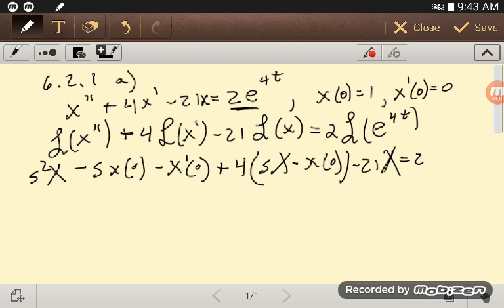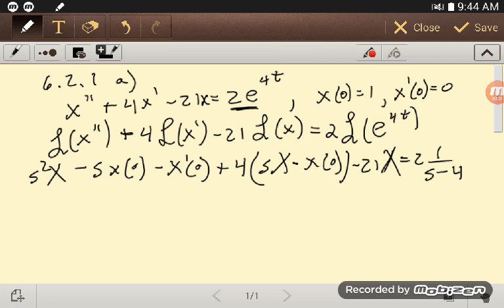And now I have to look up in the table, so I just look in a handy table. I'm going to look at it right this moment. I'm sorry you can't see it. But in the table I put online on Blackboard, it is number 2, e to the at, and so that's 1 over s minus a. Well, a here was, what the heck is it, 4? So I get this.